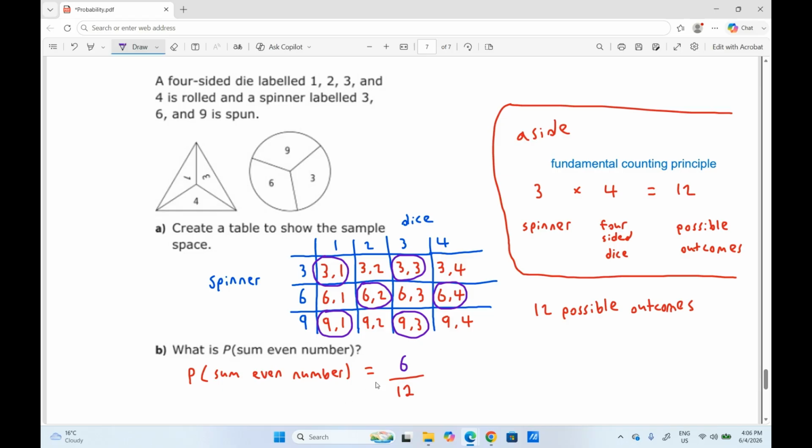And now my probability is just the sum of even numbers divided by my total possible outcomes. So I have 6 over 12. Or if I want to divide both top and bottom by 6, I can simplify this fraction to get 1 over 2 as my answer.